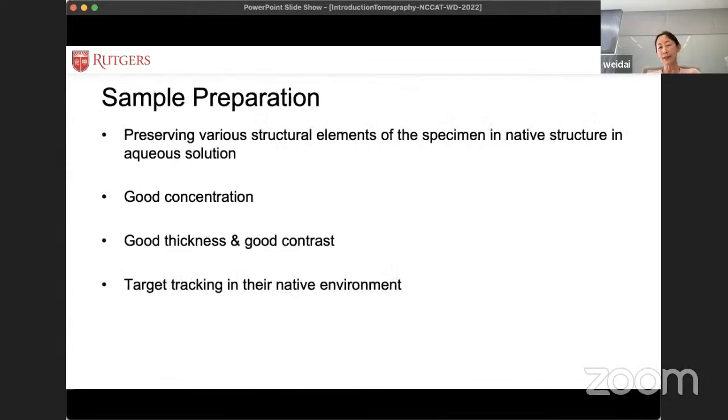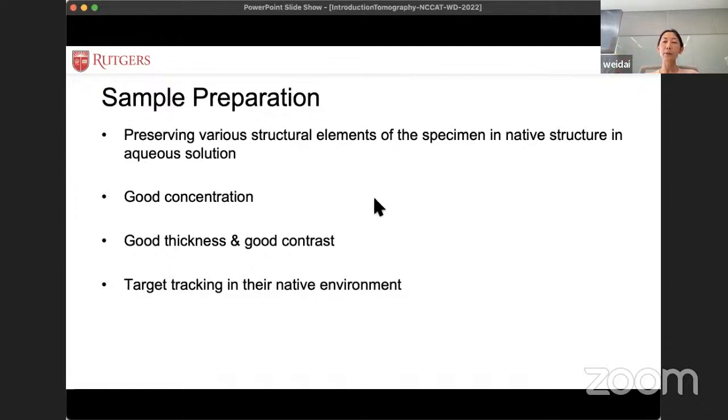So sample preparation, as I said, you learned a lot in your single particle modules. Basically, sample preparation means you want to keep your sample in vitreous ice so that it can be imaged in the high vacuum in a microscope, right? So it's the same philosophy as single particle sample preparation. You want the sample to have good concentration. You want to make sure the grid has good ice thickness so that you can have good contrast.